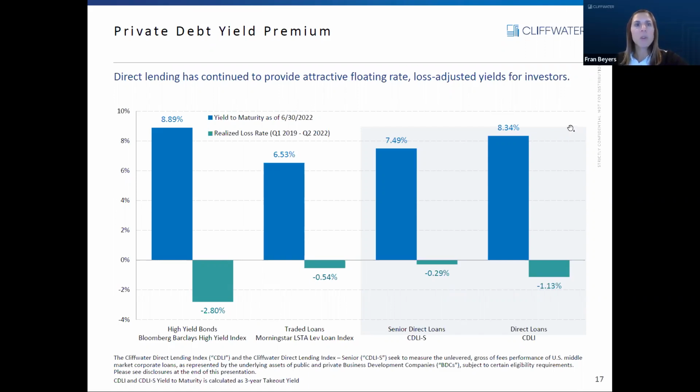But even though direct lending involves lending to smaller businesses, it continues to produce much lower losses than what you're seeing in the high yield bond index. So that's just a quick overview of the asset class.